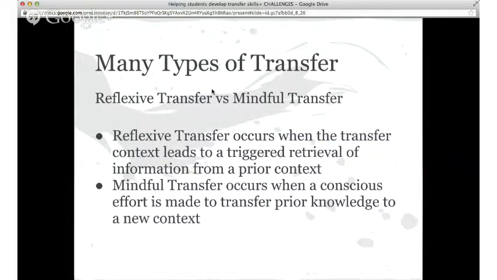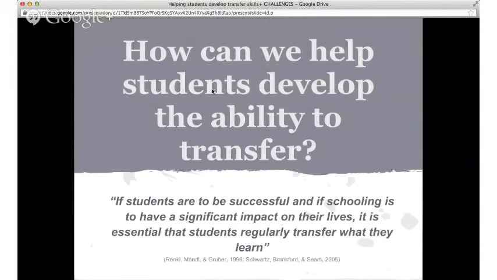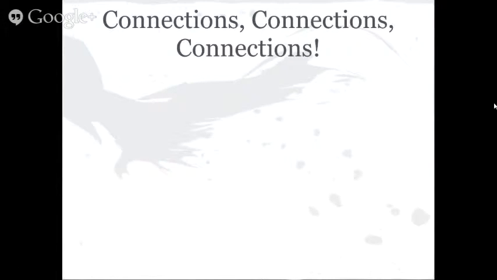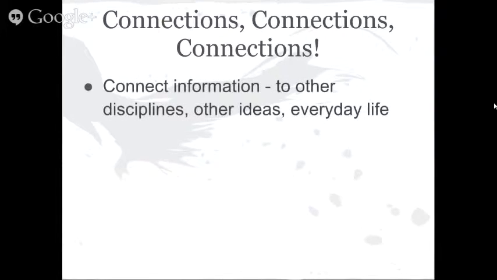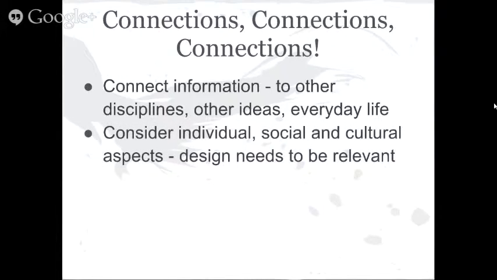This leads us into the next few slides, which deal with how can we help students develop the ability to transfer. So one of the biggest things that is suggested is to provide connections as much as possible. So can we connect the information to other disciplines, other ideas, everyday life? And also we need to consider the individual social and cultural aspects that are connected to the learner. So the design needs to be relevant and consequential to the learner themselves. So pretty straightforward ideas, but easy to implement.